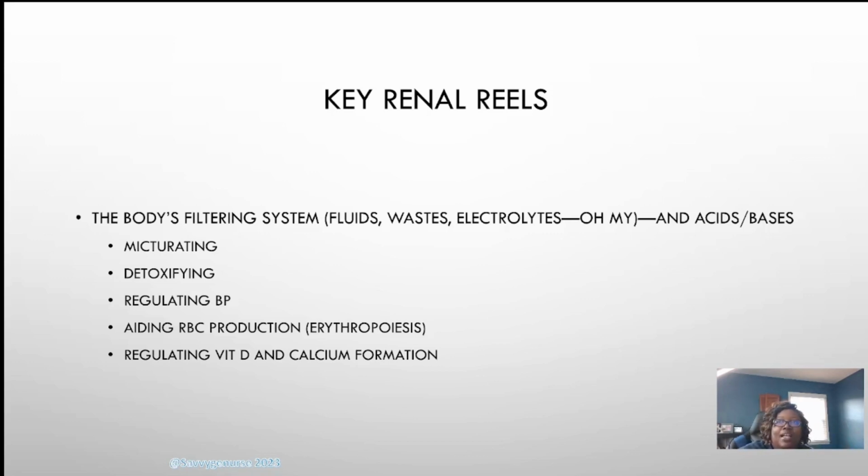Let's move on. Now, as you see here, the kidney is a filtering system. We're filtering fluids, waste, and electrolytes. Oh my. But we can't forget about that acid and that base. Okay, so what are those kidneys doing? We're micturating. Yeah, that's fancy for voiding or urinating, okay? We're detoxifying. We're regulating that blood pressure. We're aiding in red blood cell production. And we're regulating vitamin D and calcium formation.